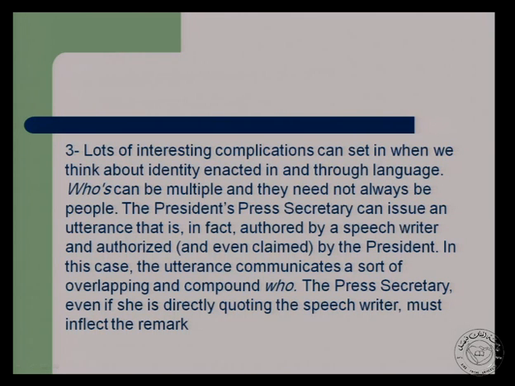So, whose can be multiple, and they need not always be people. The president's press secretary can issue an utterance that is in fact authored by a speech writer and authorized by the president. So once the president addresses his people, what he says is something written by somebody else, issued by somebody else, and said by the president only. In other words, that is what I mean when I say whose can be multiple.